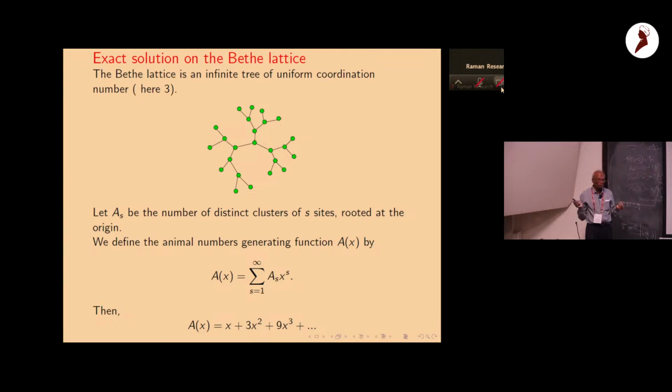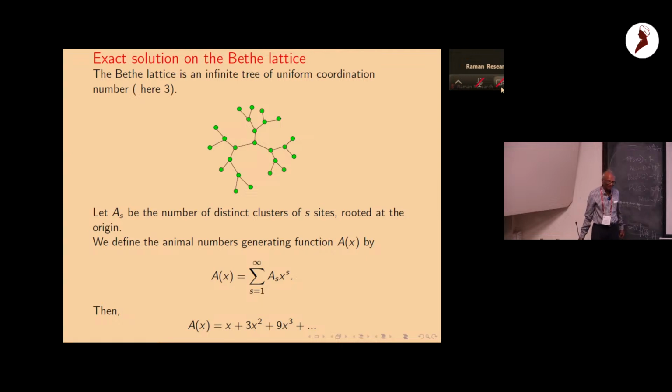But I want to do it for size 35. To do some big size like that, what I need to do is to use some efficient counting techniques, which is what we are introducing now. So this is called generating function technique. Okay? And I define animal numbers generating function. Animal is a name, so each cluster is called an animal.